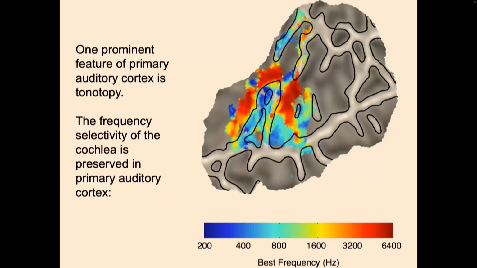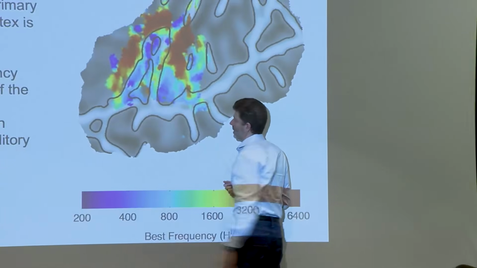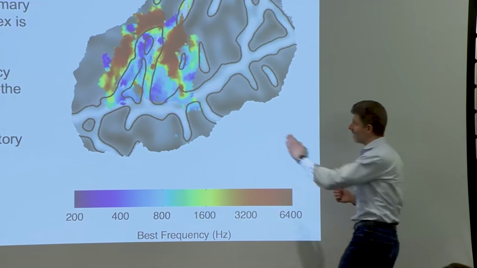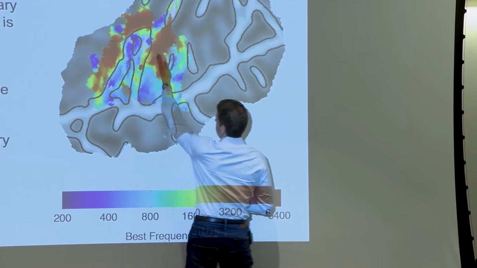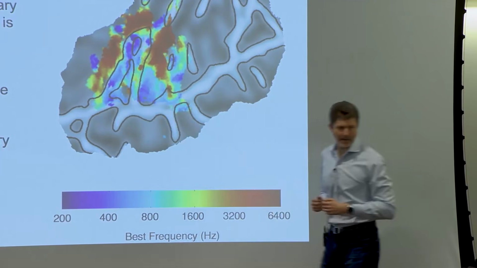And so what you see when you do an experiment like this is typically this kind of gradient where you see a stripe here where the best frequency is high, and then it kind of transitions to the best frequency being low, and then it switches back again to the best frequency being high.